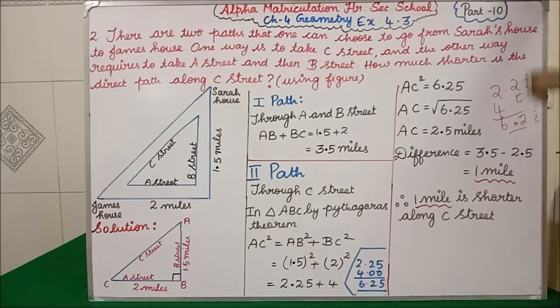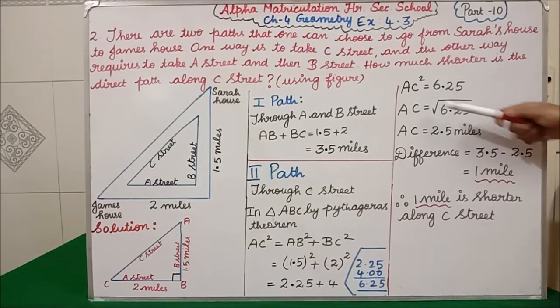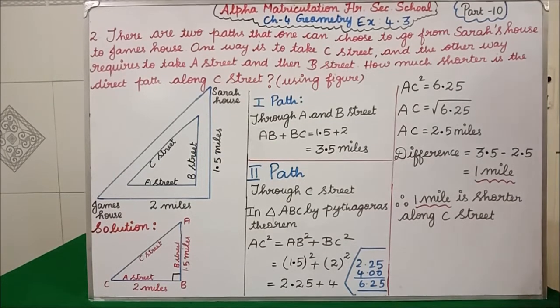Okay, but we don't need that square. So what we have to do? We don't want the square. So if the square goes to this side, we will get 6.25. Okay, now next we are taking the square root of 6.25. I think you all know how to take square root, isn't it? Okay, if you don't know, I'll do it and show you now.